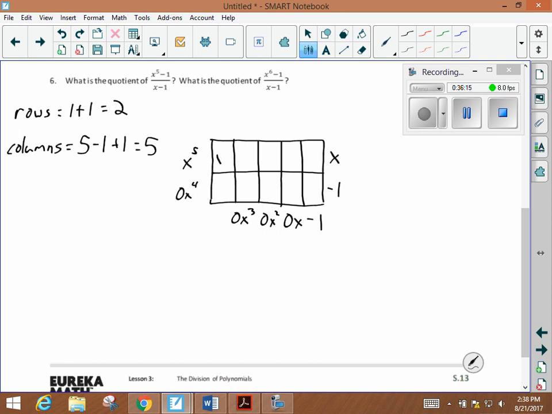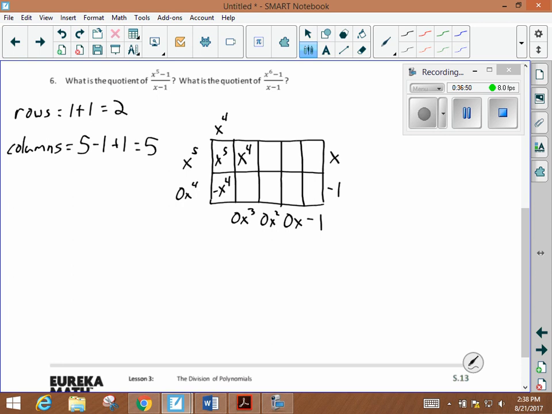All right, let's go through the process. X to the 5th goes here. What did I need to multiply x by to get x to the 5th? X to the 4th. And this one then will be negative 1 times x to the 4th, or negative x to the 4th. What did I have to multiply 0x to the 4th by to get negative x to the 4th? Or what did I have to add? I think I said multiply, I mean add. Well, that's got to be x to the 4th.